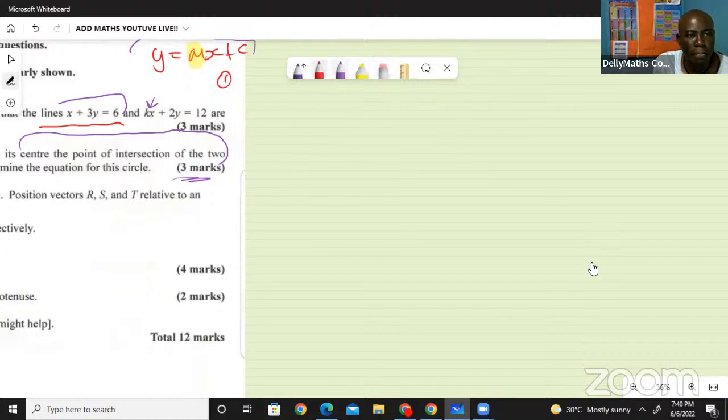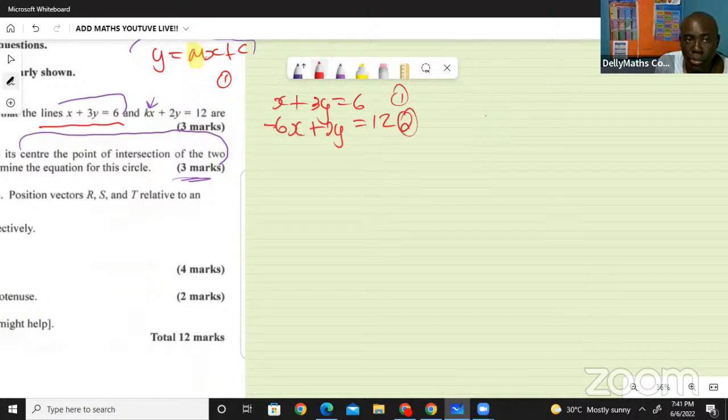All right, so we could work. Here it is. Equation 1: x plus 3y is equal to 6. The next one, I'm just going to write the k. So k is negative 6, and then I have x plus 2y equal to 12. What I'm going to do here is multiply equation 1 by 6.